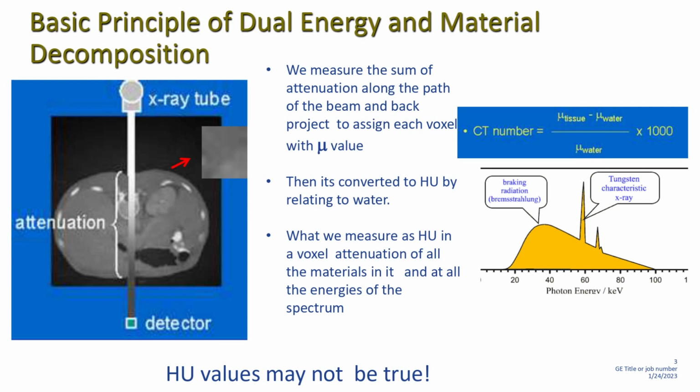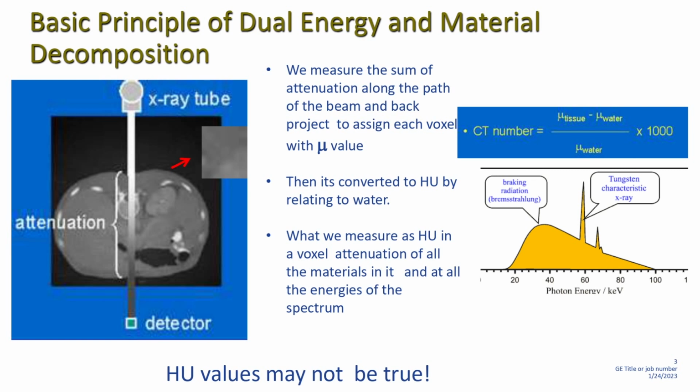Attenuation will be less at a higher kV, correct? For any tissue, because it will pass through. Now you have a range of X-ray energies here, starting from say 0 to 100 keV, all the energies are there. So the same material will see different energy beams as it passes, because the beam you are using is called a polychromatic beam. What is it? Polychromatic beam, which contains all the energies.